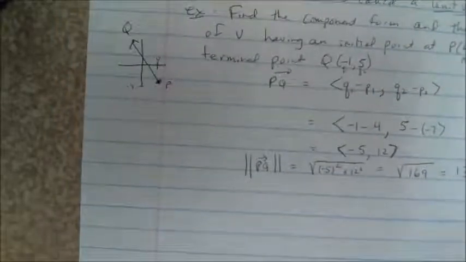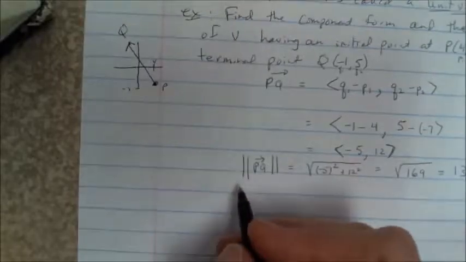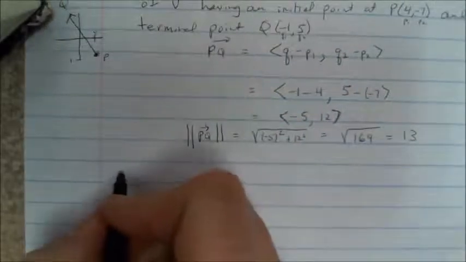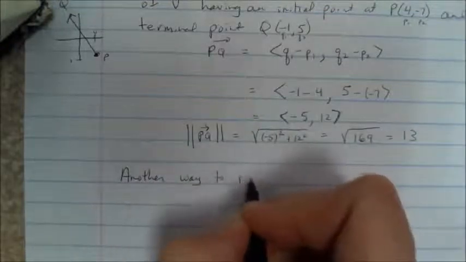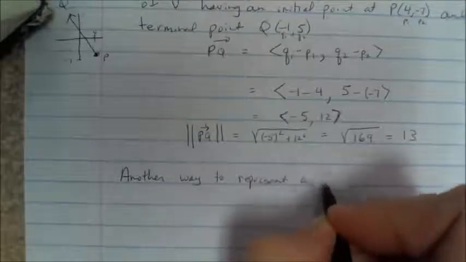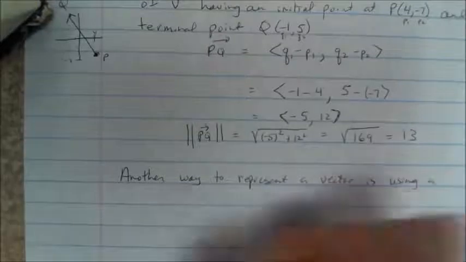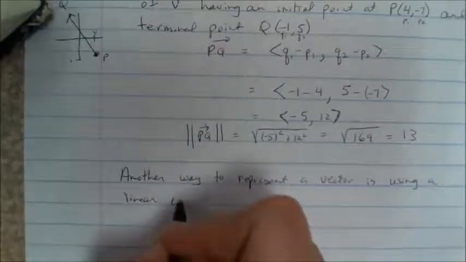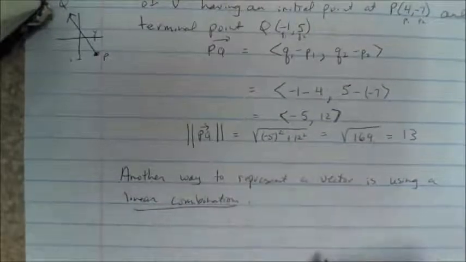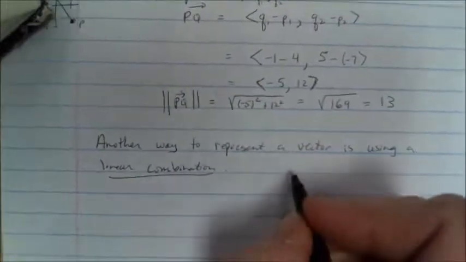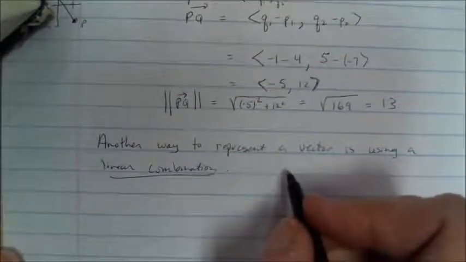Now what we're going to do is talk about a linear combination. So this is just another way to represent a vector. Okay, a linear combination, what does that mean? Well, first of all, let's define two standard unit vectors.